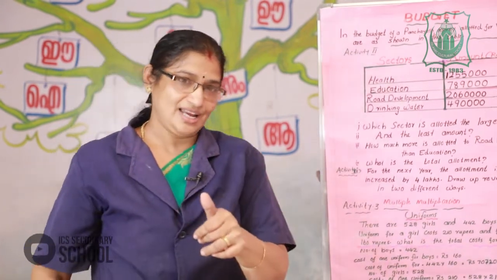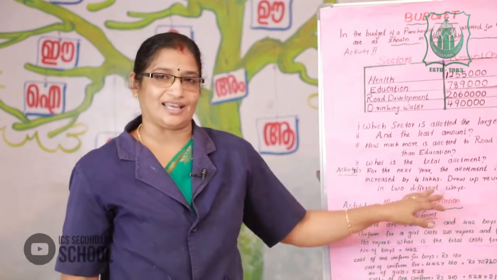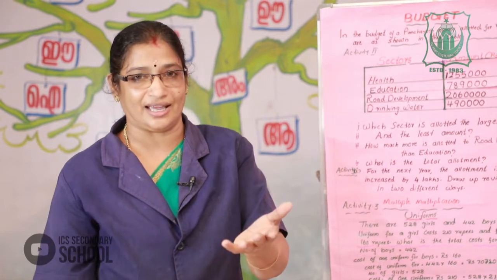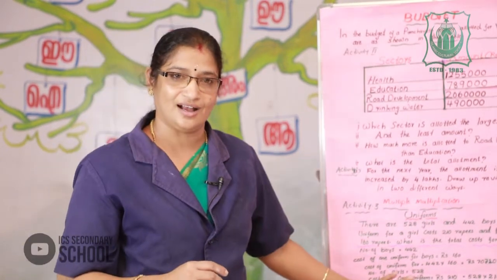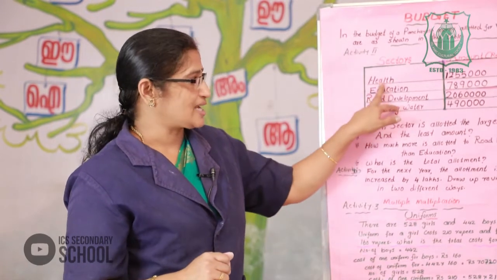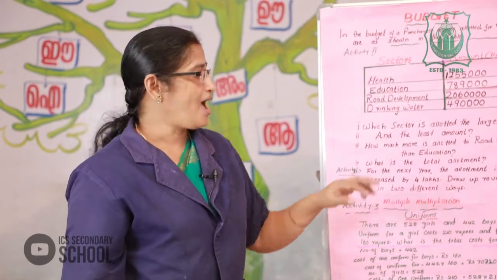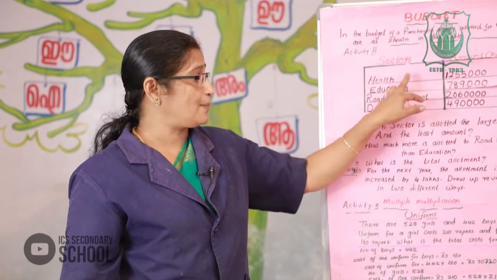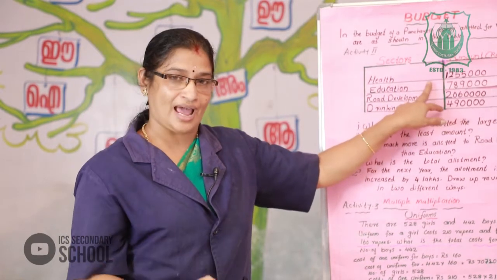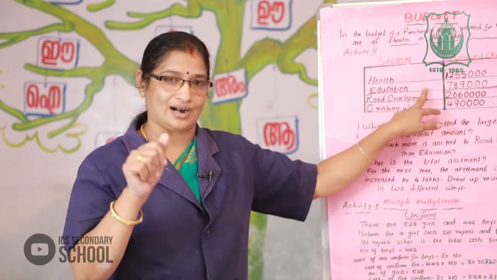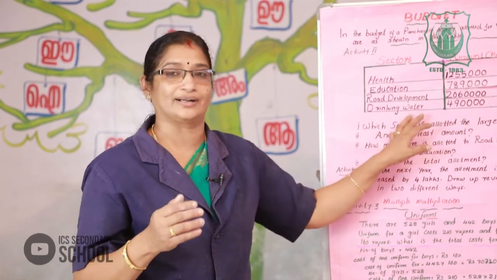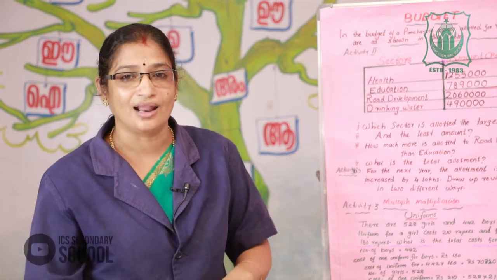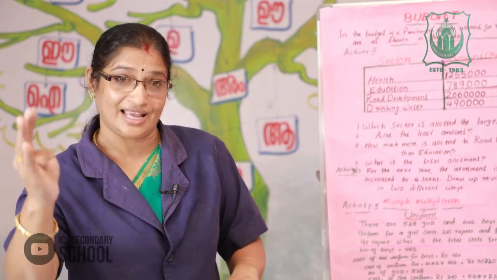Next activity. For the next year, the Grama Panchayat allotted 4 lakh to the various sectors. Education department 1 lakh, health department 1 lakh, road development 1 lakh, and drinking water 1 lakh. The total is 4 lakh. It is increased the next year.